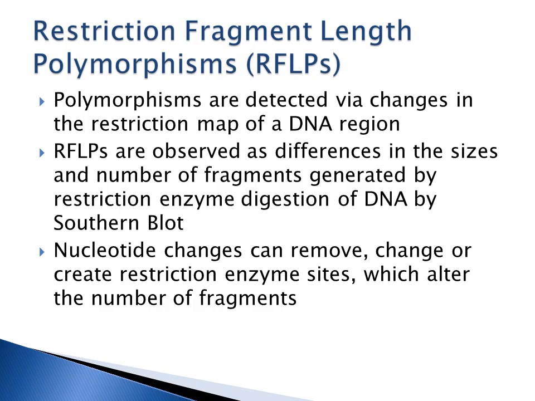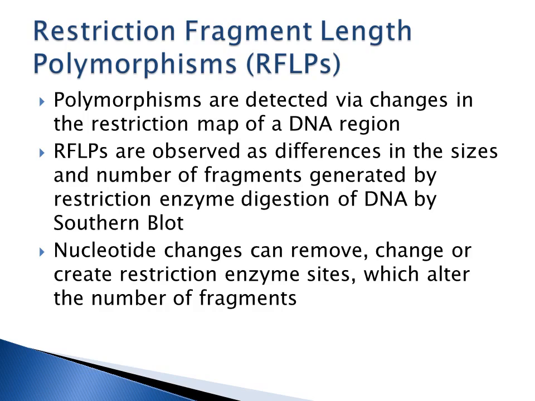Restriction fragment length polymorphisms are polymorphisms that are detected through changes in the restriction map of a DNA region. So RFLPs are observed as differences in the sizes and number of fragments that are generated after restriction enzyme digestion of DNA and then Southern blotting.